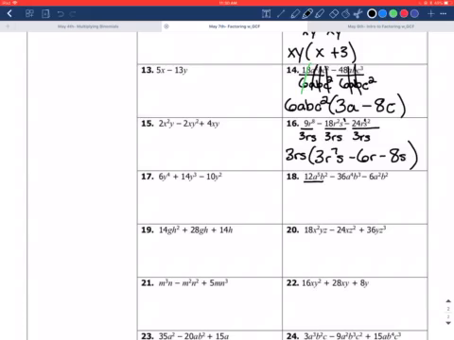All right, for 18, we have 12, 36, and 6. They are all divisible by 6. So I did the numbers first. So let me make a little checklist here. We'll do the numbers first, which is coefficients, the actual vocabulary word there. Then we will look at variables.